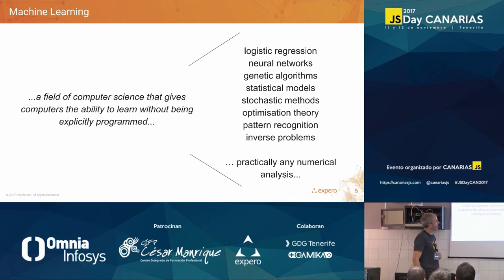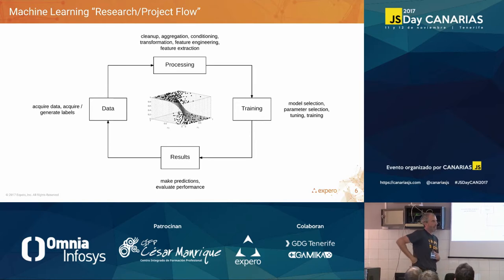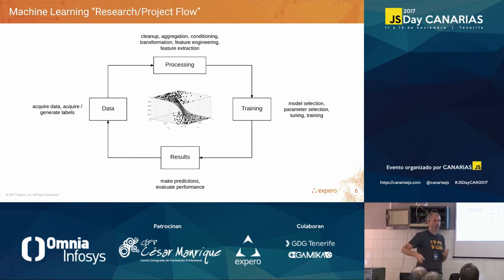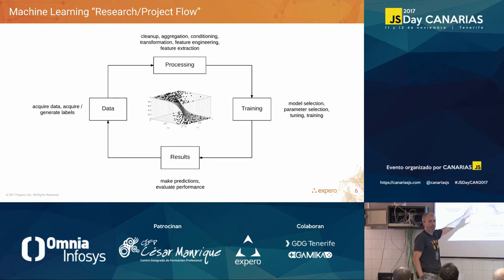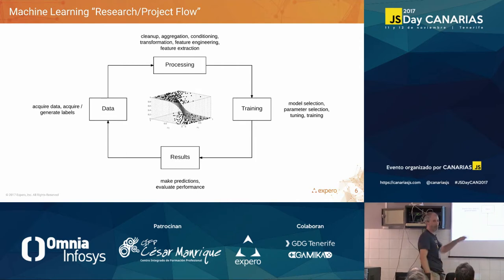So what does that mean for when people talk about machine learning? Again, what a lot of people are doing at the moment is really the research or product or project flow around machine learning. So they're picking up data sets, acquiring data, processing it, doing a lot of cleanup, aggregation, conditioning the data and computing other things called features, and using that to train something. And at the center of all this is this idea of a machine learning model. So you choose which models you're going to use, you choose the parameters, you train and you tune those. Then you look at the results, see how bad they are, and then figure out how to go back around the loop looking at the data.